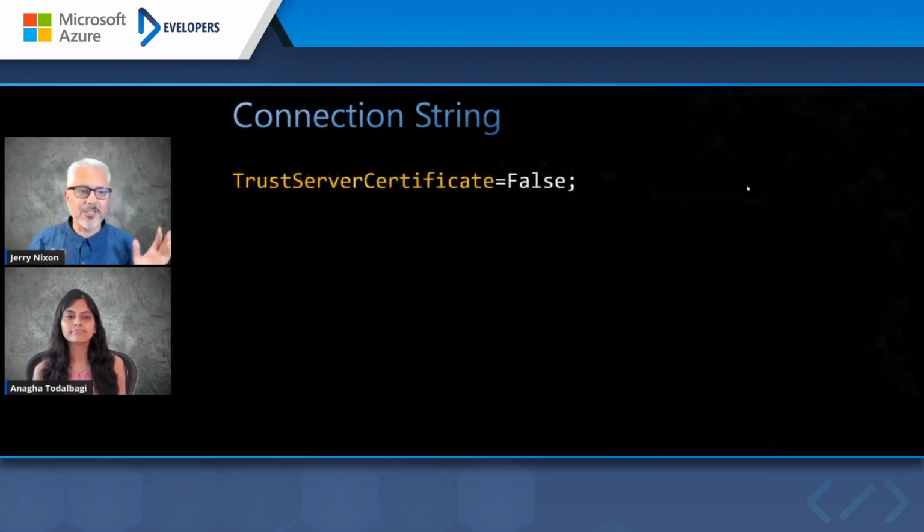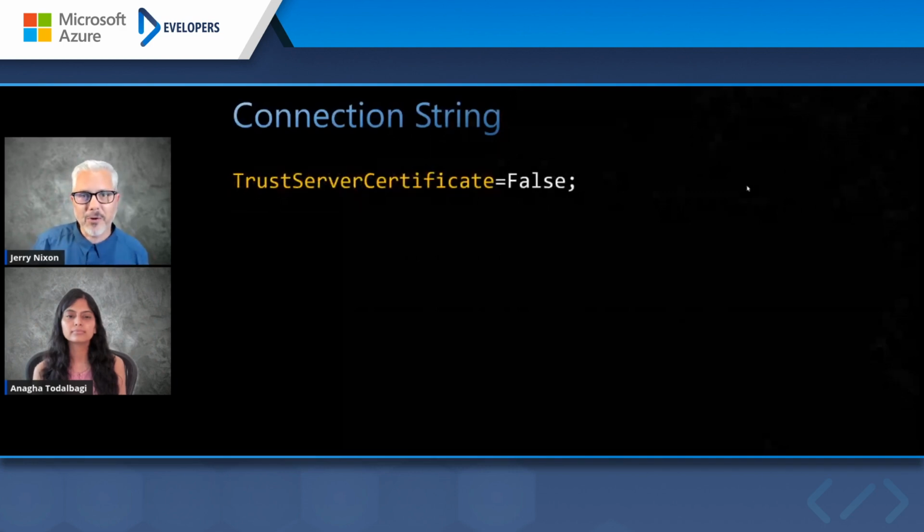You might also see trust server certificate. You would set this to true for a developer experience where you don't worry about the certificate being used for SSL, but you would set that certainly to false when you're in production.